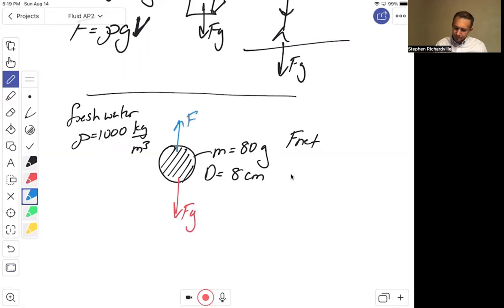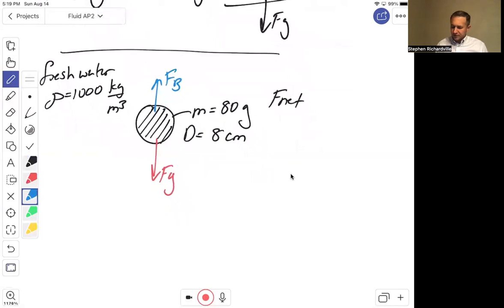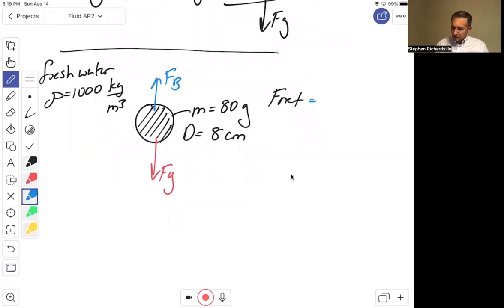And so the buoyant force here, which I then could eventually set equal to ma, but I'm going to get the net force not by ma because I don't know the acceleration, simply by looking at my force diagram. My force of gravity would be 0.08, that's the mass in kilograms, times 9.8.